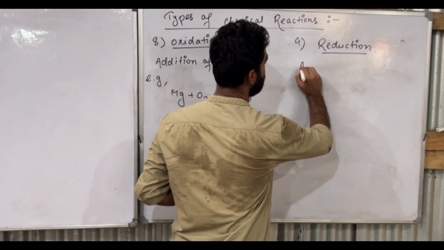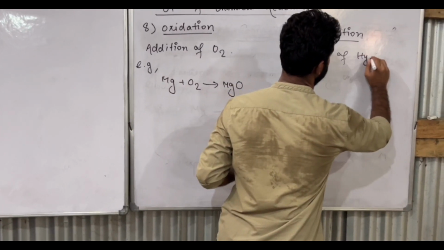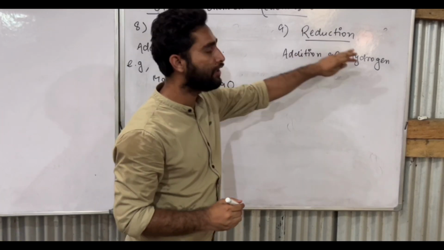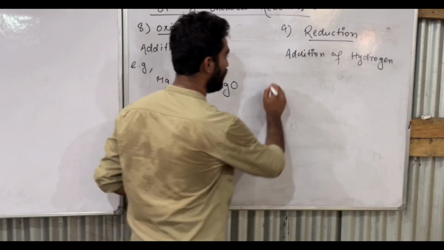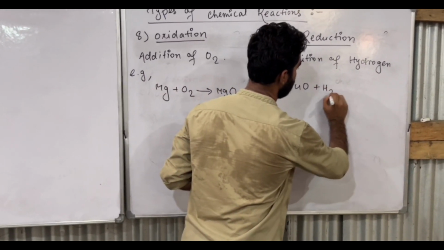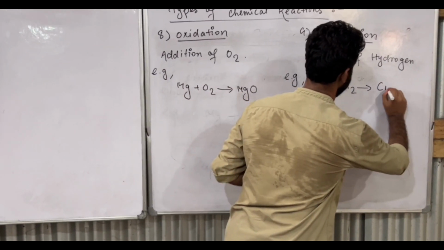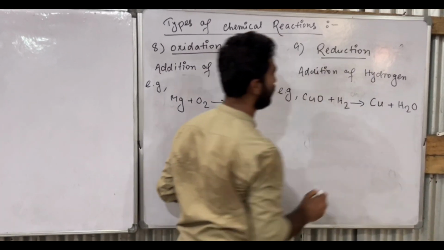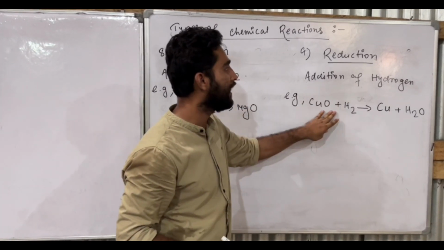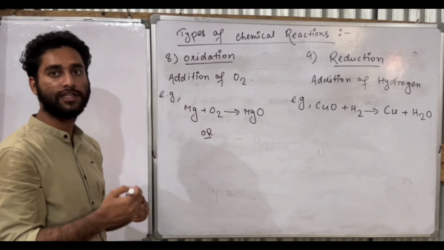Now reduction means the addition of hydrogen. The addition of oxygen is called oxidation and the addition of hydrogen to a substance is called reduction. For example, copper oxide reacts with hydrogen. Here you see the hydrogen gets added to the copper oxide. They will form copper plus water. Here oxygen gets added, that is why it is called oxidation. Here the hydrogen gets added, that is why it is called reduction. Now, we can define oxidation and reduction in another way.